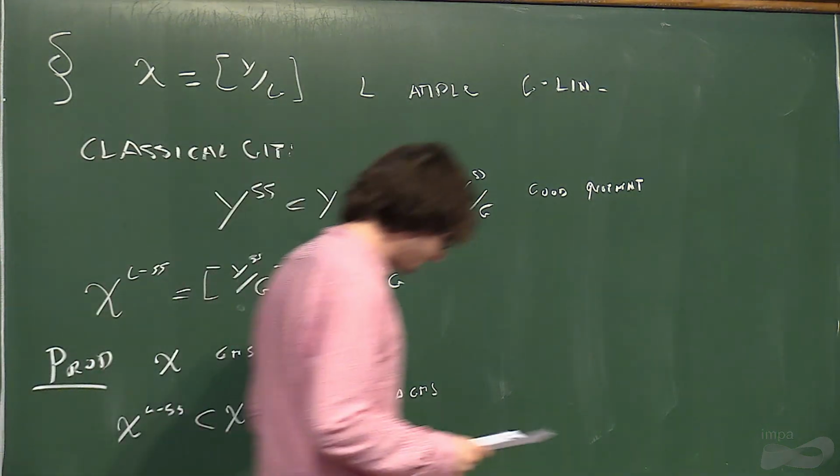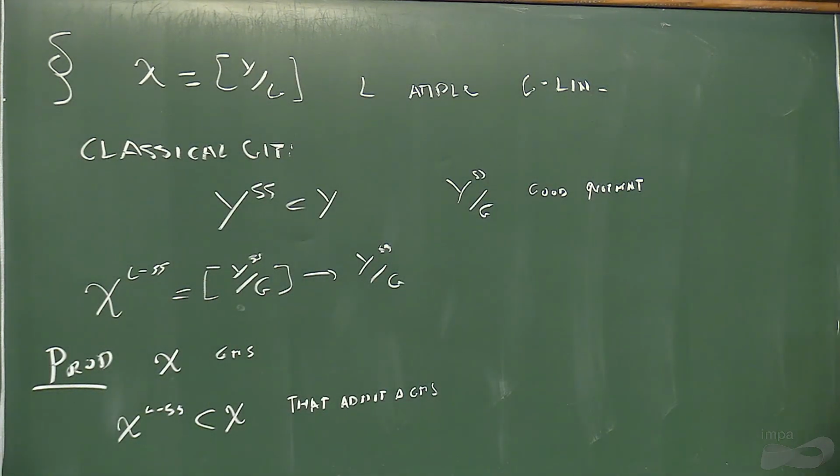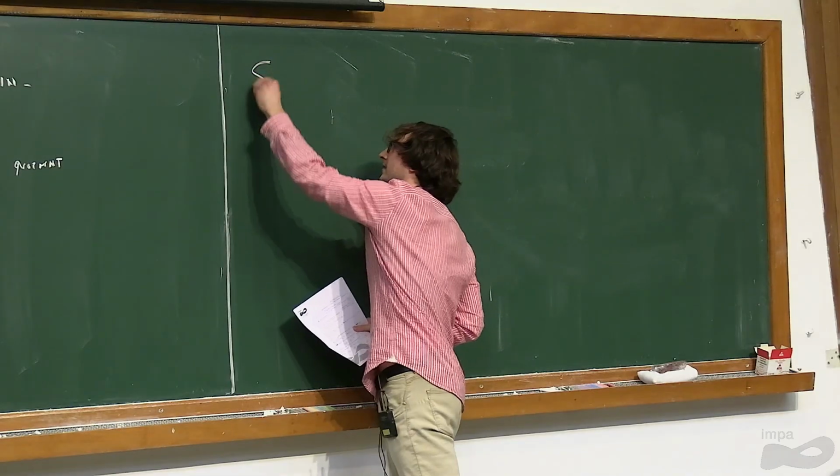Good. Now that we have this picture, we have completed, or at least we can have an idea of what the first part of the theorem means. And now let's move to the birational picture.